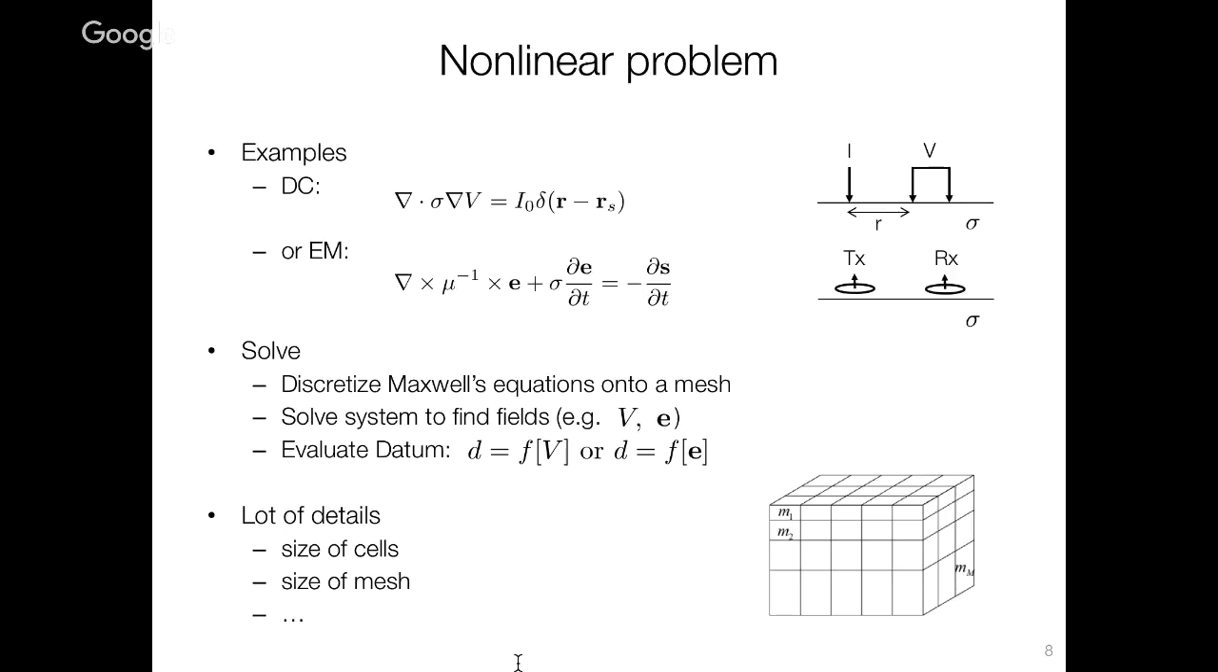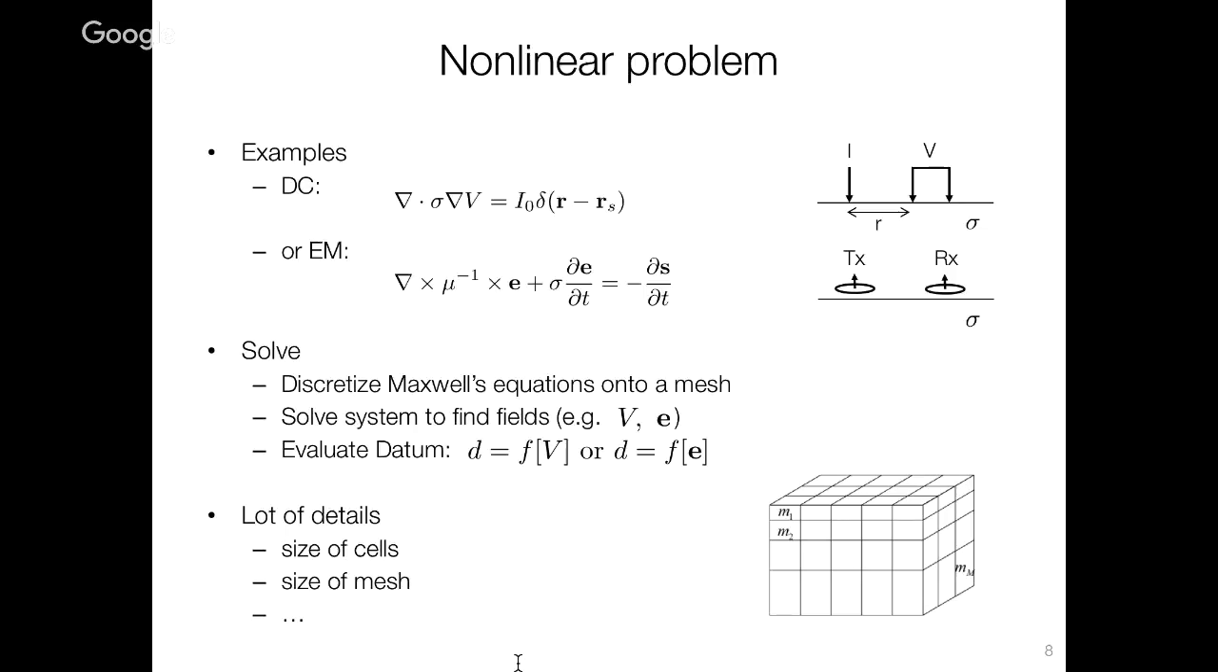And then once you've solved that equation for, let's say, the electric field, then your data could be some function of that electric field. It could be the kernel of that electric field, which would give you a magnetic field. It could be an amplitude of that electric field. It could be a phase if you're in frequency. So that's the situation. You've got a differential equation, discretize that onto a mesh, you solve that system, and then your data are some function of those parameters that you just solved for on the forward problem.